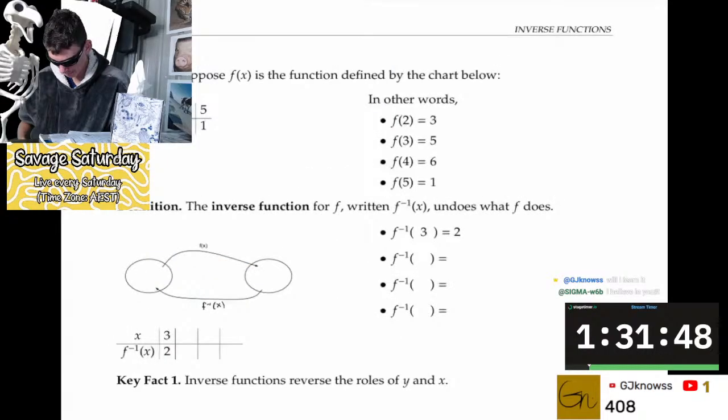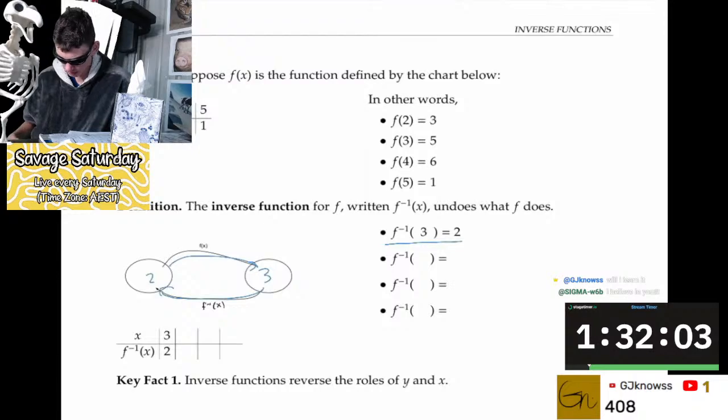Suppose f of x is the function defined by this chart. In other words, f of 2 is 3, f of 3 is 5, f of 4 is 6, and f of 5 is 1. The inverse function for f, written f superscript negative 1 of x, undoes what f does. Since f takes 2 to 3, f inverse takes 3 back to 2. So we write this, f superscript negative 1 of 3 is 2.